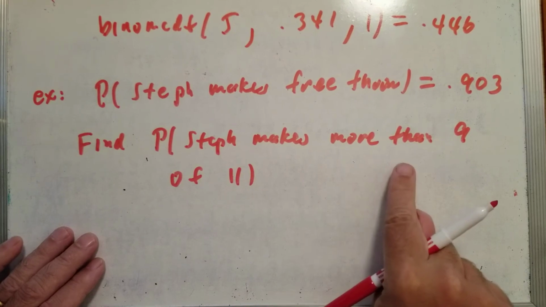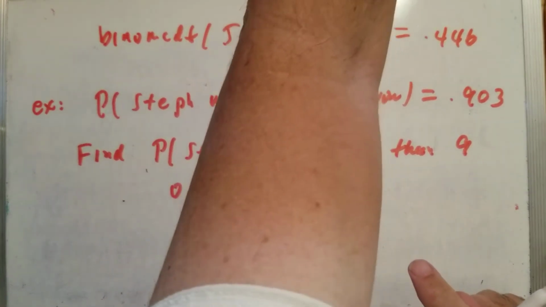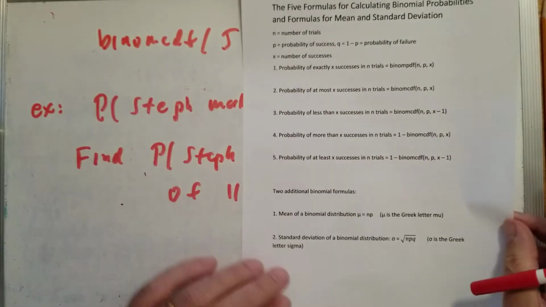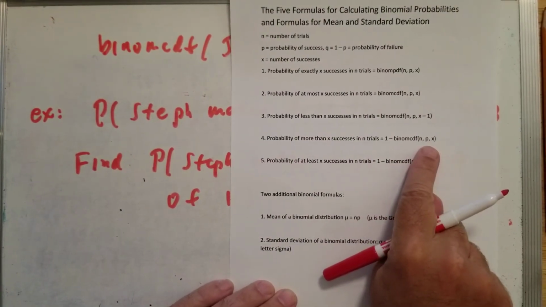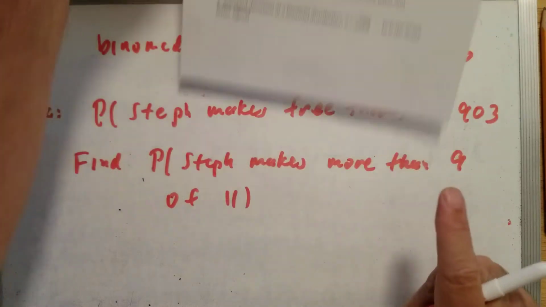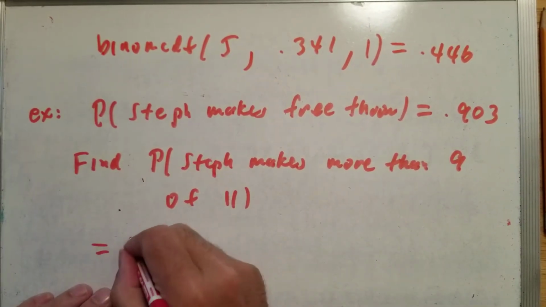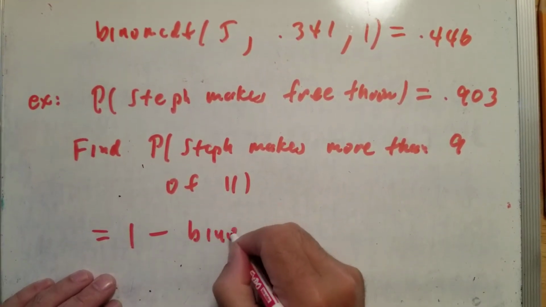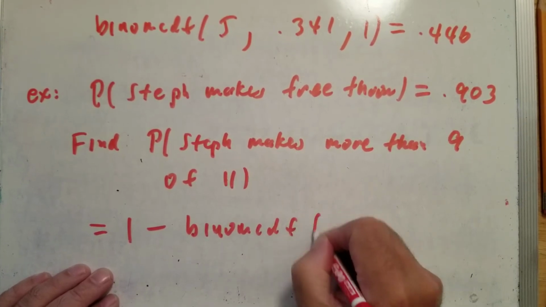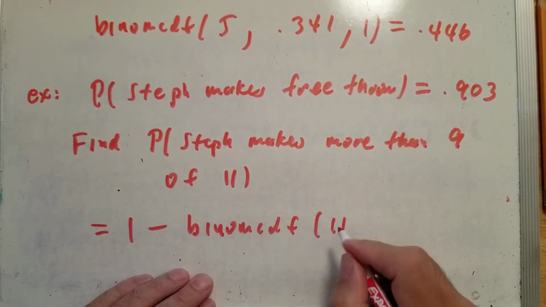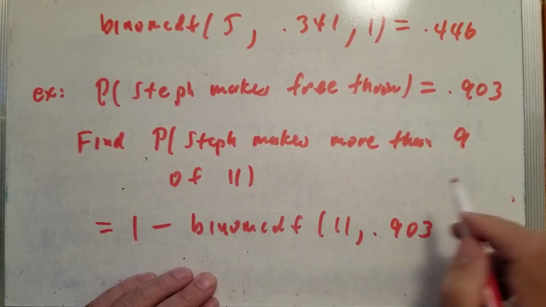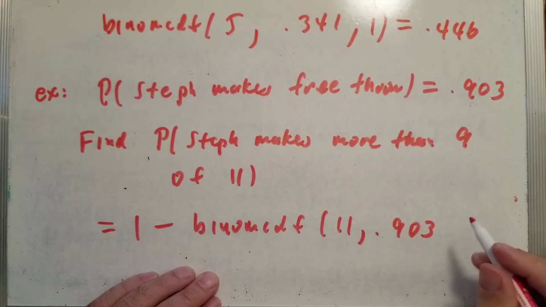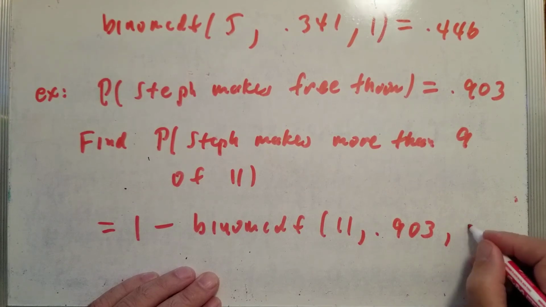So the question is asking for more than 9 of 11. On the chart, this is number 4. It's going to be 1 minus binom CDF N P X. So this is going to be 1 minus binom CDF N. There's 11 free throws. The probability of success is 0.903. And the number of successes we want is more than 9.